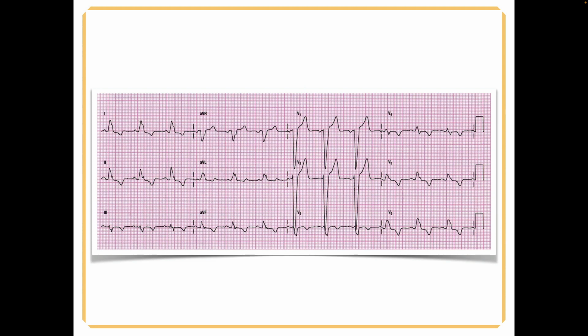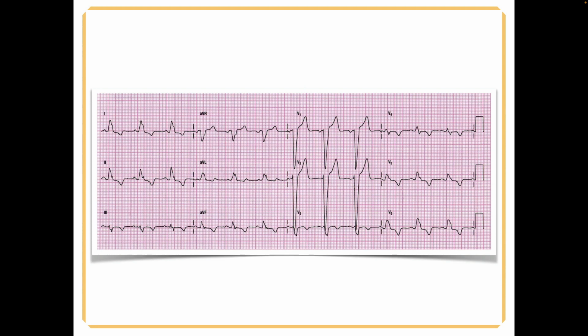AVR mostly negative, AVL mostly positive, AVF mostly positive, V1 mostly negative, V2 mostly negative, V3 mostly negative-ish, V4 kind of in the middle, V5 mostly positive, V6 mostly positive. So, I've cherry-picked a little, but generally speaking, it's true.